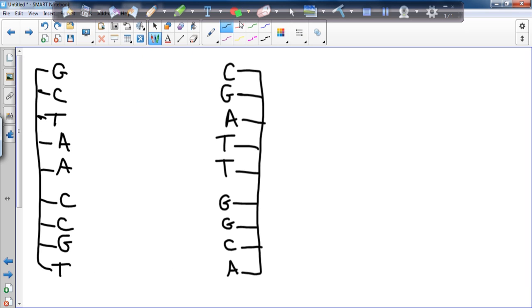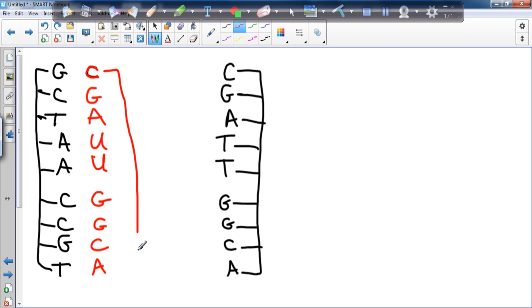Now we need to make the messenger RNA, so that's where RNA polymerase comes in. So G will go with C. Just going to change that to red. C goes to G. T goes to A, but remember, A would normally go with T if we're making DNA, but we're making RNA, so T goes to U. A goes to U, A goes to U, C, G, G, C, and A. So now, this structure here is our messenger RNA.